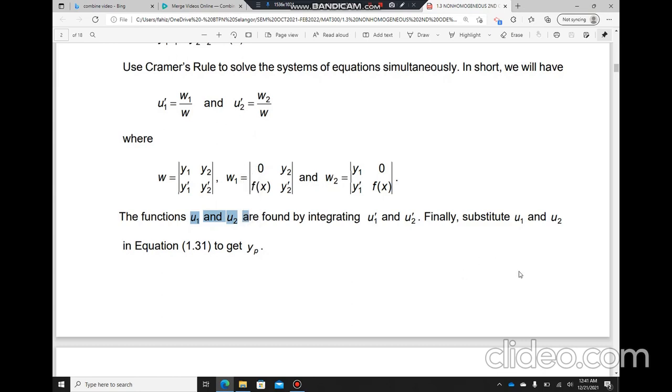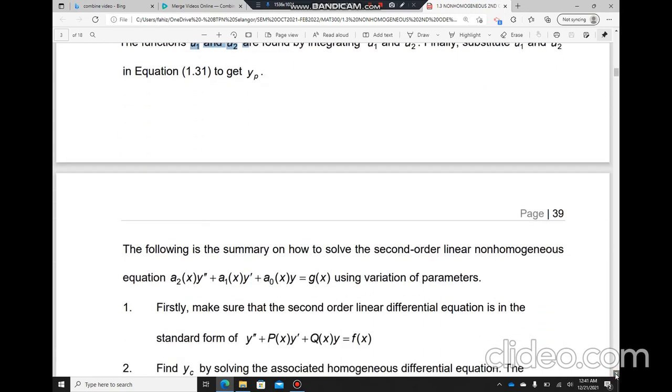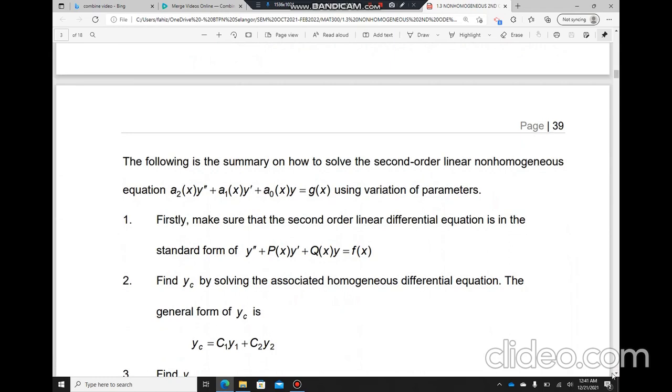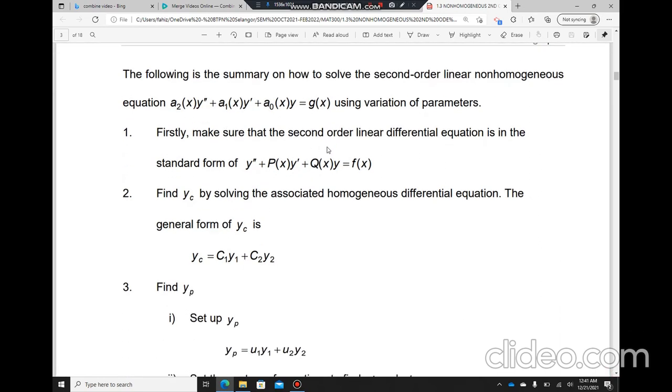So finally, substitute U1 and U2 in equation 1.31 to get YP. So cara ni dia agak panjang berbanding dengan undetermined coefficient. Dan dia banyak melibatkan integration. Okay, so summary. The following is the summary on how to solve the second order linear non-homogeneous equation A2 y double prime plus A1 y prime plus A naught y equals to g(x) using variation of parameters. Okay, so bila awak nak solvekan variation of parameters, kalau nak senang, just follow this step.